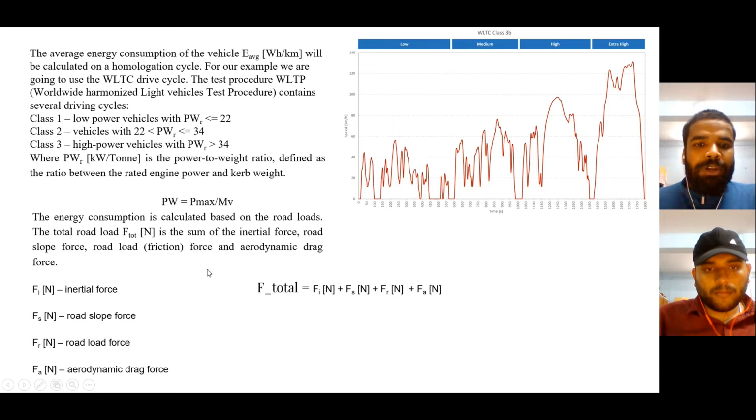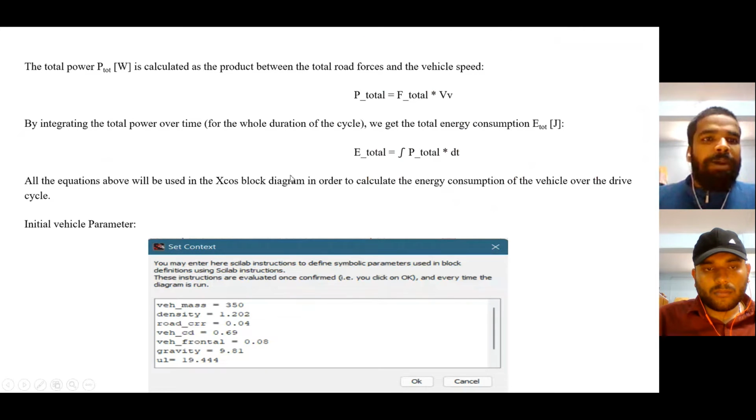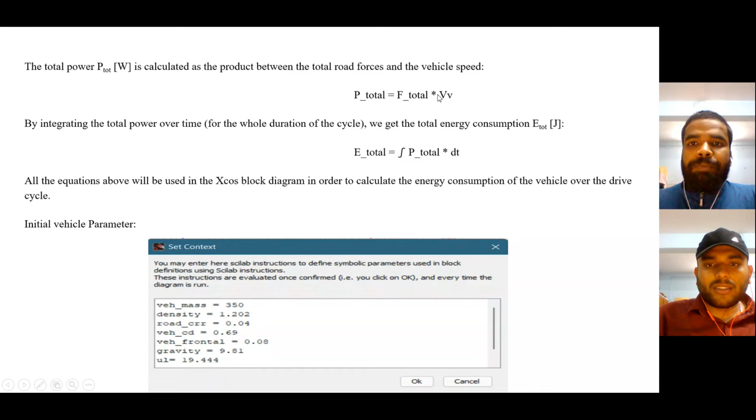So the total resistive force is calculated by summing all the forces acting on the vehicle body, that is FIN plus FSN plus FRN plus FAN. If you calculate the total power, it is the product of the total load force and the vehicle speed. So here is the formula: P total is equal to the total force into V.